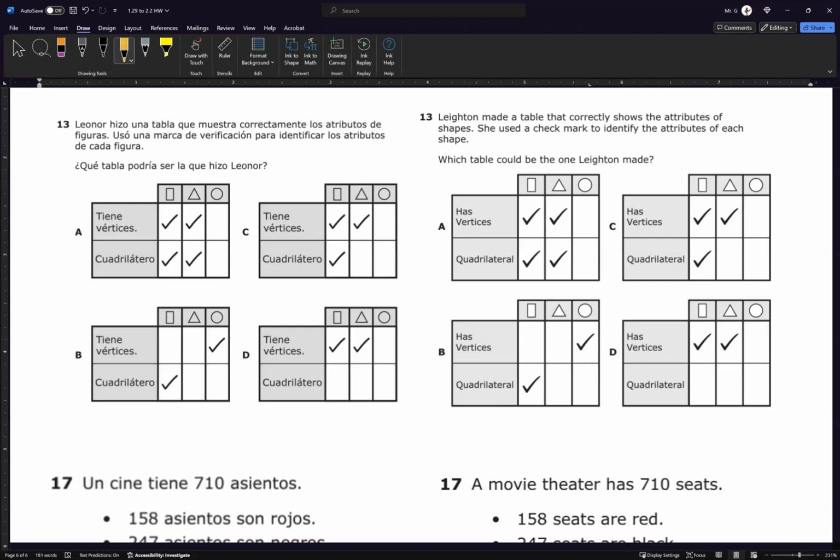Leighton made a table that correctly shows the attributes of shapes. She used a check mark to identify the attributes for each shape. Which table could be the one Leighton made?